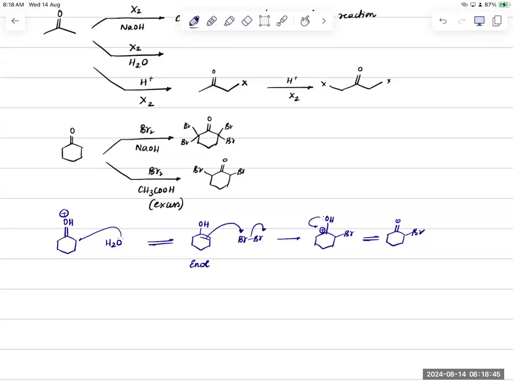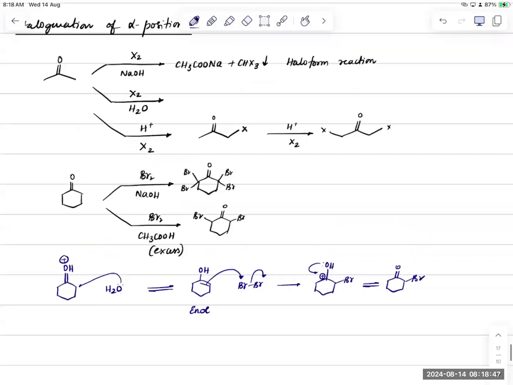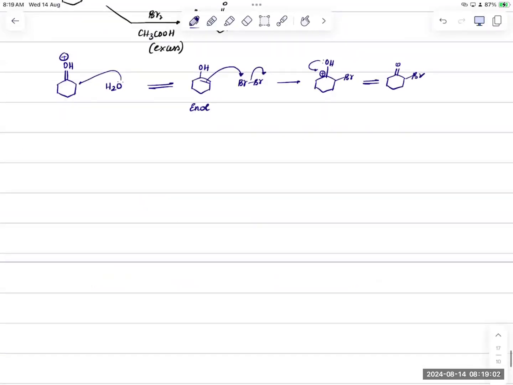Satvik, clear it up? Understood, sir. Right. Rest of the mechanism, how it happens, I've already given you in the notes. I suggest you just follow that once. Okay. Right. The last reaction is about Perkin reaction.